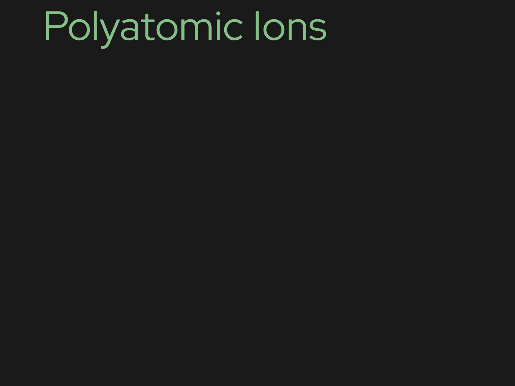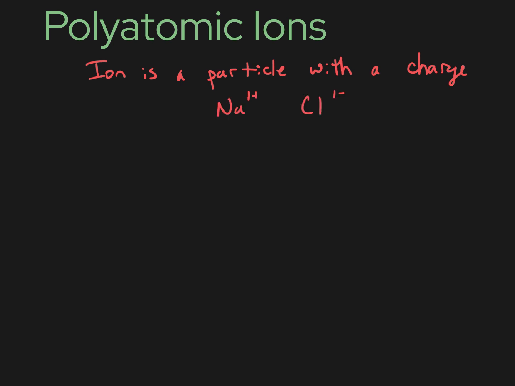Hey everybody, in this next video lesson, we're going to talk about something known as polyatomic ions. Now, before we get to what a polyatomic ion is, let's review what an ion is. An ion is a particle with a charge, whether it be a positive charge or negative charge. So far, we've been working with just simple ions like sodium 1+, or chlorine 1-, or even calcium 2+, right? These have been all regular ions, just single atoms with a charge.